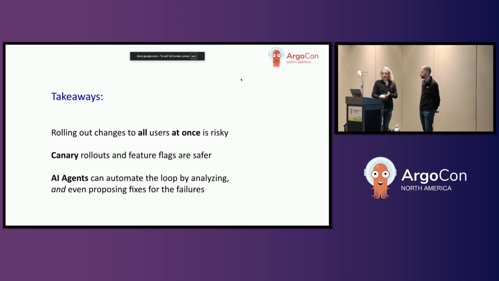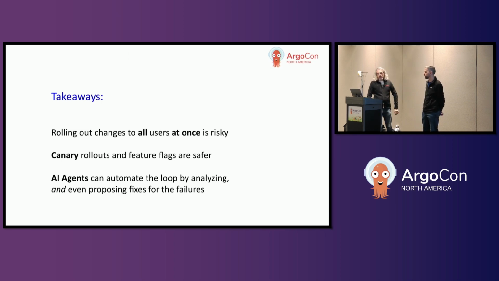All right. So takeaways: rolling out changes to all users at once is risky. I think we can all agree on that. Ideally, if we can use canary kinds of deployments, we only impact a small subset of our users. The impact is going to be less. And canary rollouts and feature flags are a good way to do that.